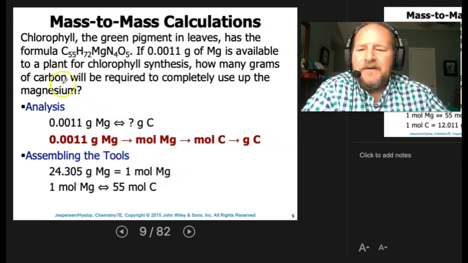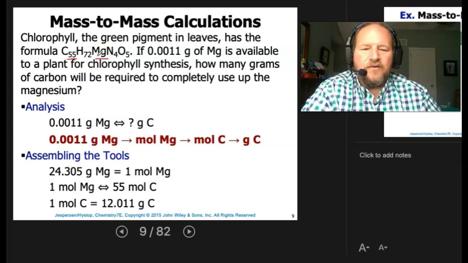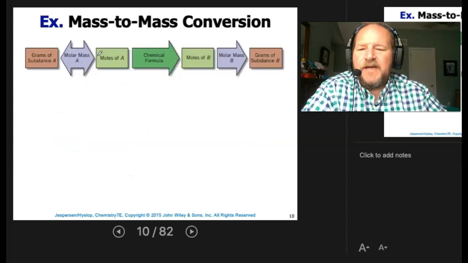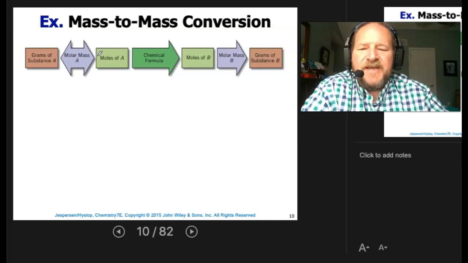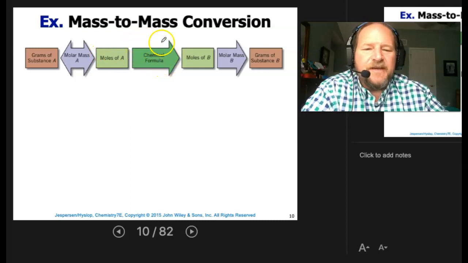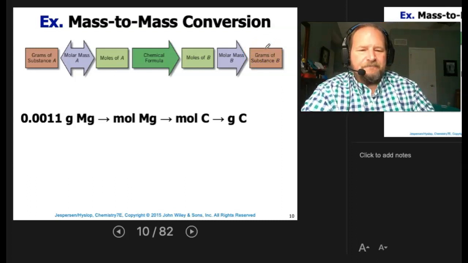Now, where did that come from? Remember, that came from up here. We have 55 to 1. So 55 carbons to 1 magnesium. And then we know for every 1 mole of carbon, that's going to be 12.011 grams of carbon. So again, 3-step process. Grams of substance A, we're going to need the molar mass of A to get to moles of A. We'll use the chemical formula in this case. Later we'll see we can use the chemical reaction to get moles of B. From moles of B, we'll use the periodic table and the molar mass of B again to get grams of substance B. So we're going to start with 0.0011 grams of magnesium.